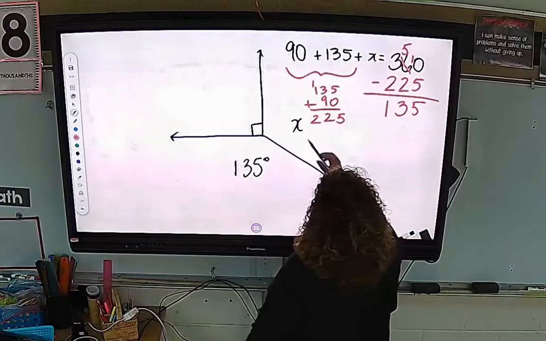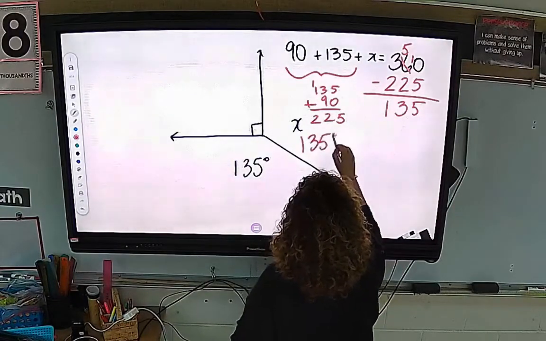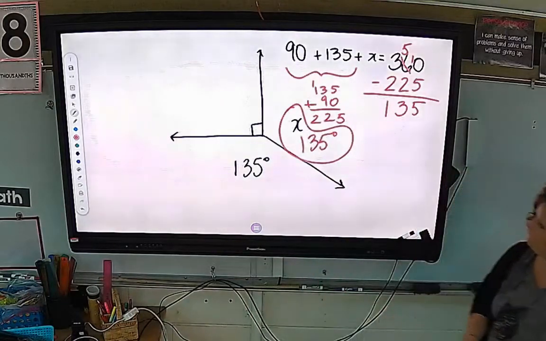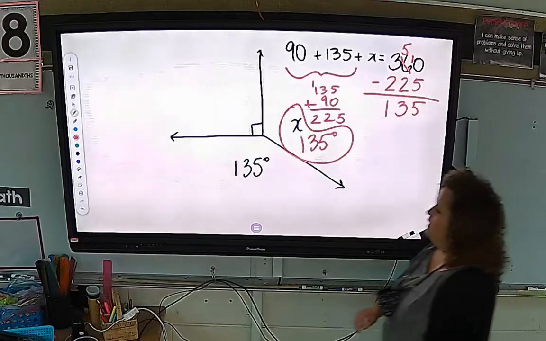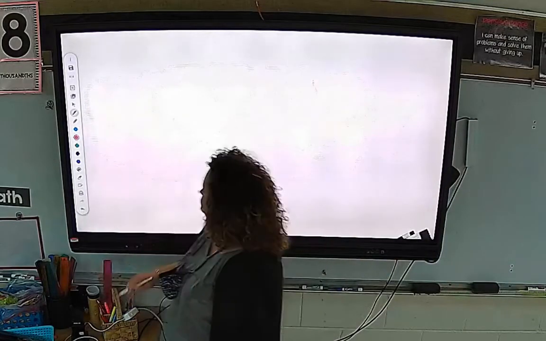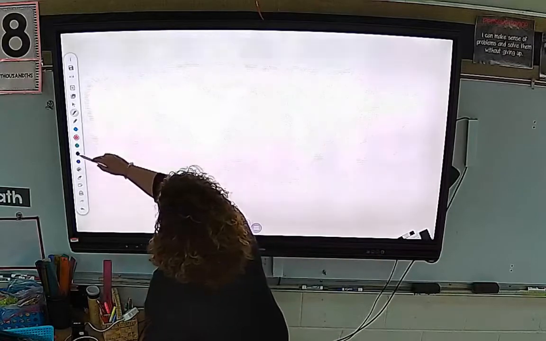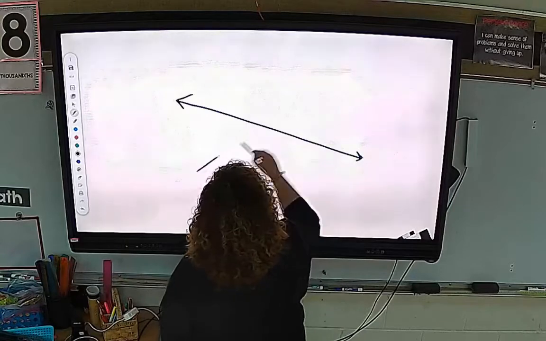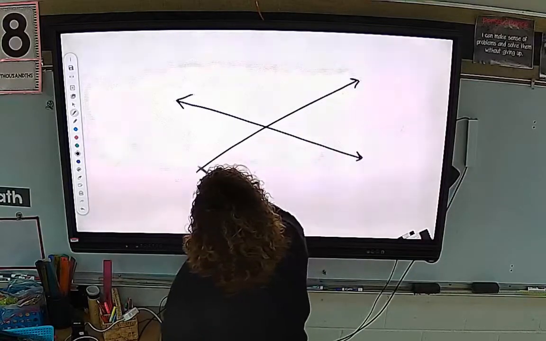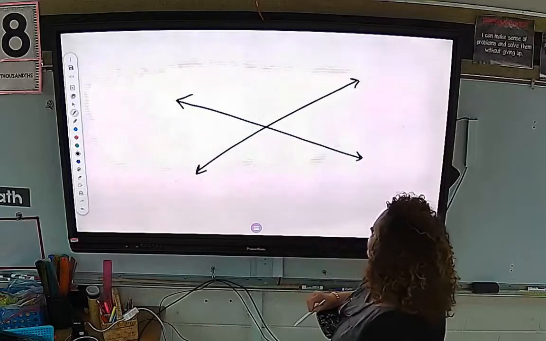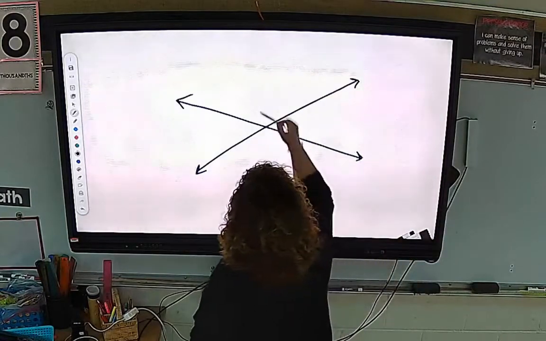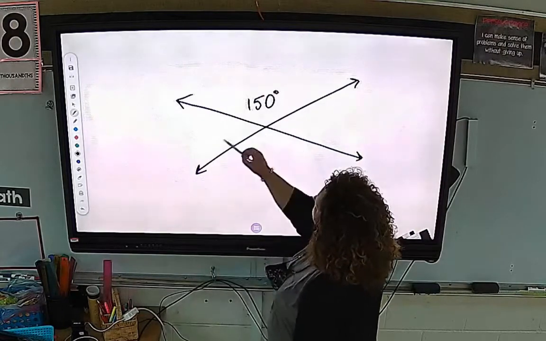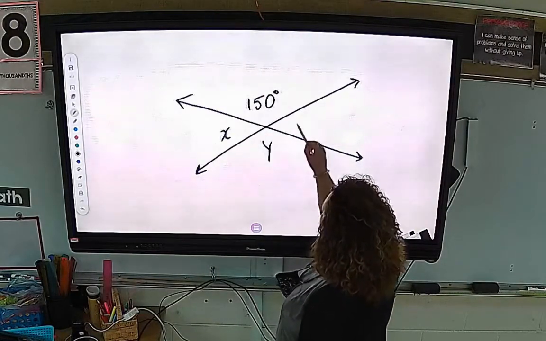And I would know that this is also 135. That's a mess, so I'm going to circle my answer. Okay. All right, one more thing I'm going to ask you. Sometimes you're going to get something like this. And let's see, maybe I'm given this one. And then I'm asked to find this and this and this.